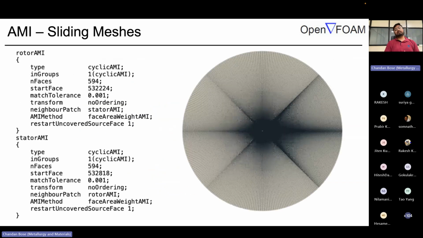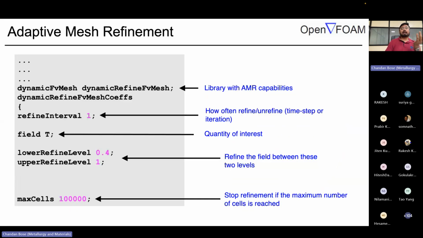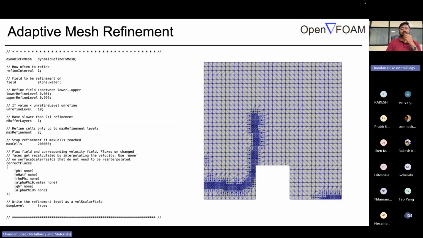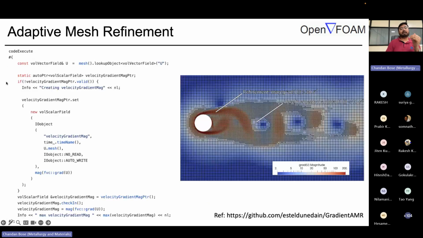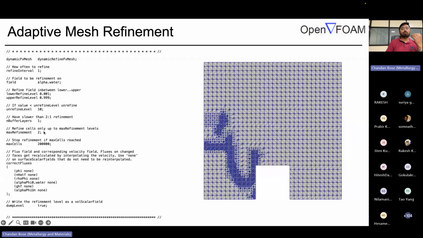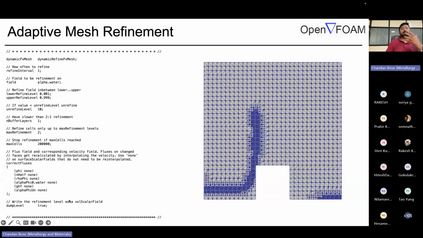Then we have arbitrary mesh interfaces, which I already explained. Here we have to change the boundary type to cyclic AMI, and they have to be connected to the neighboring patches, stator AMI and rotor AMI in these cases. And the last one is adaptive mesh refinement, which I will not describe because you have seen it for the multiphase calculation. What are the settings? So here, as you can see, the field based on which the refinement happens is alpha.water, and we have to define what is my refinement level, what are the buffer layers, what is the maximum cells I want, etc.